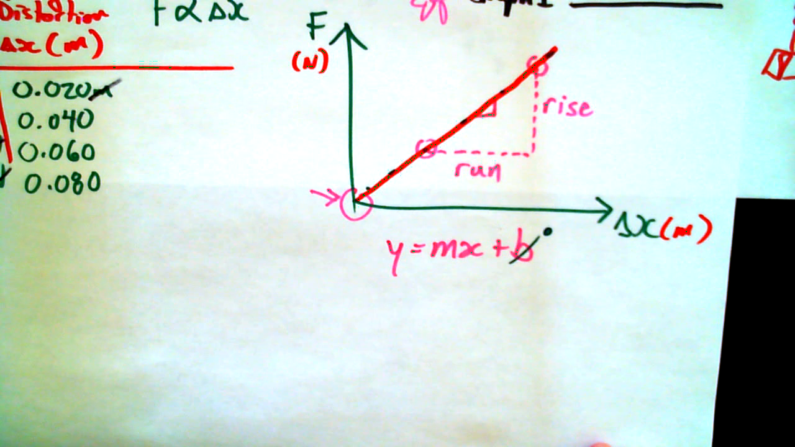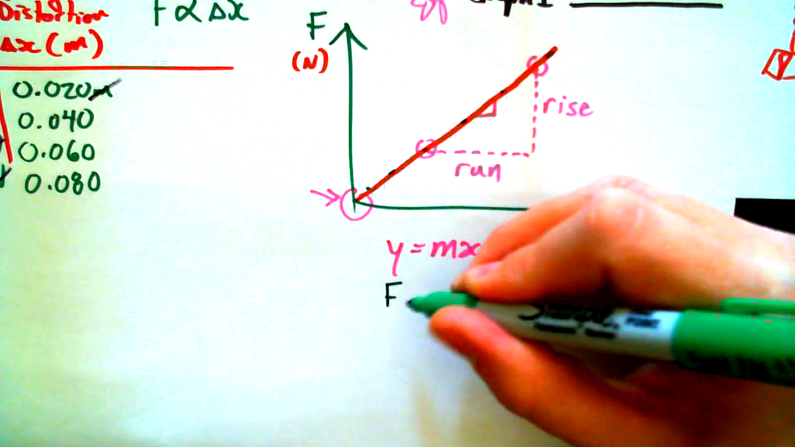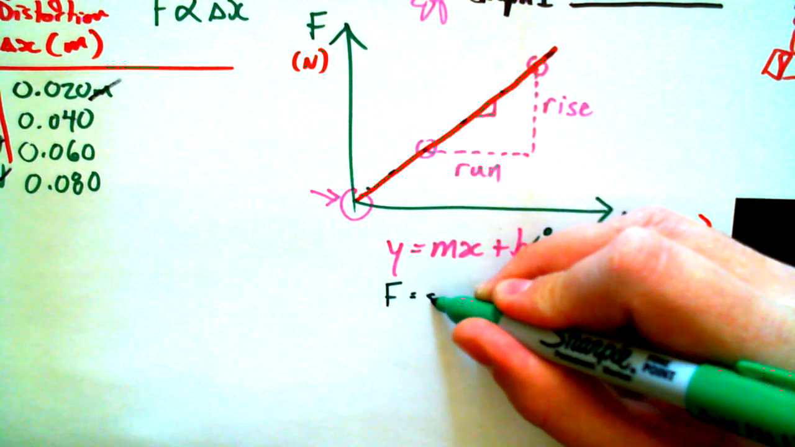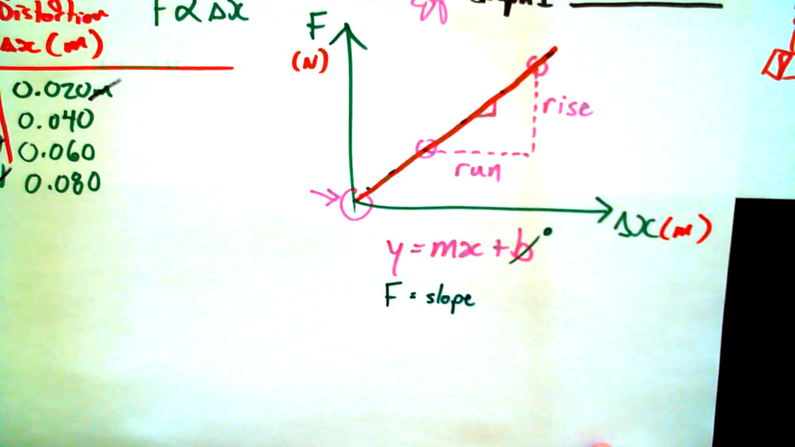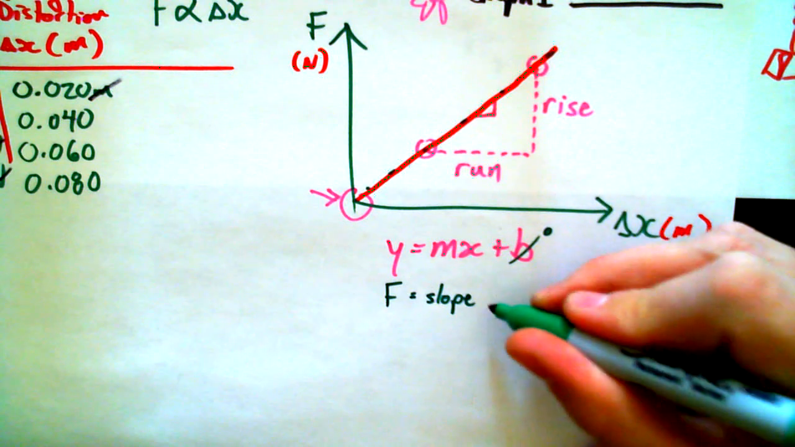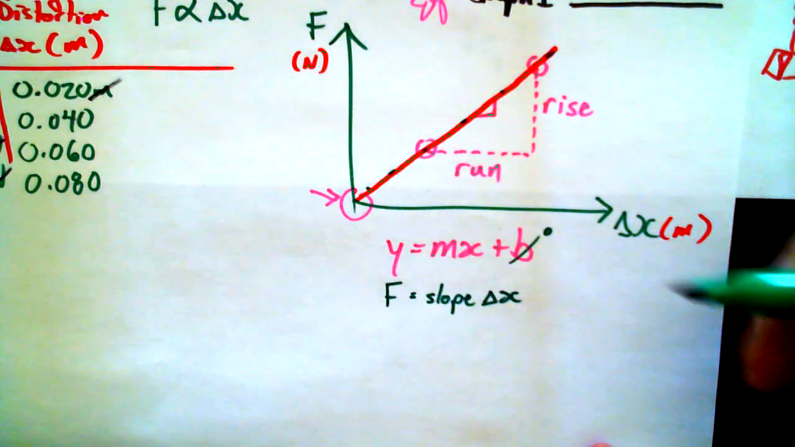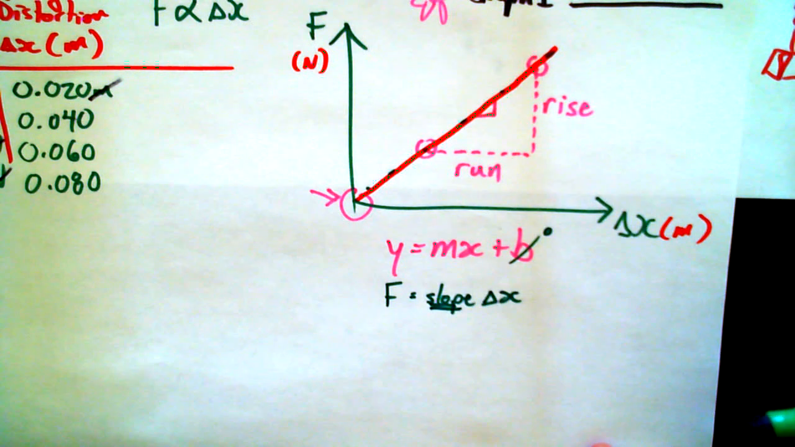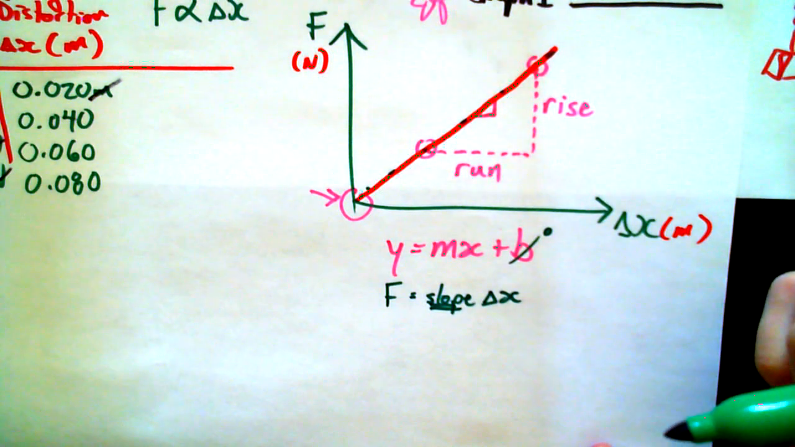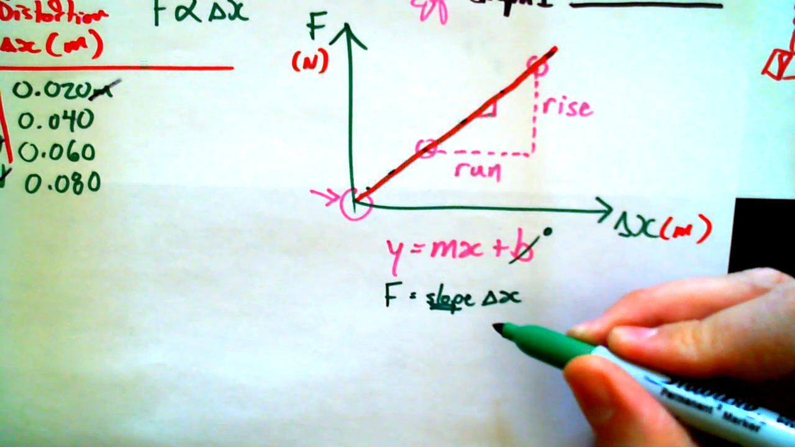What's the variable on this graph that represents the y-axis? Force. We can call it force applied, but I'm just going to call it force. M is the slope. And conveniently, instead of x, this time the x variable is being represented by delta x. It turns out that this slope talks about how stretchy the spring is, or how much force it takes to change the length of the spring. It's a part of the relationship.